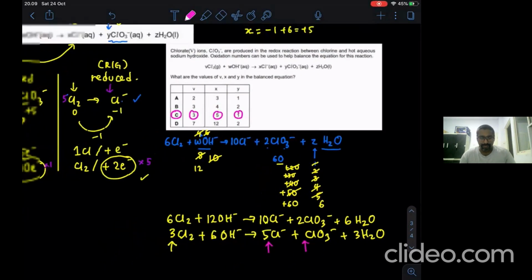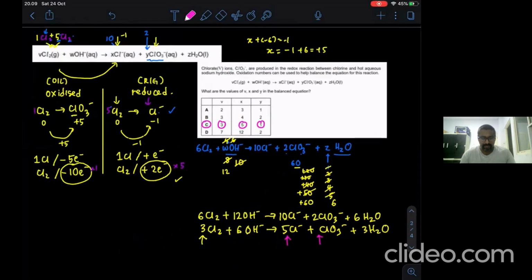So this is how we do this. It's a bit challenging. So this is going to be the method to solve for disproportionation reaction. So please take note.